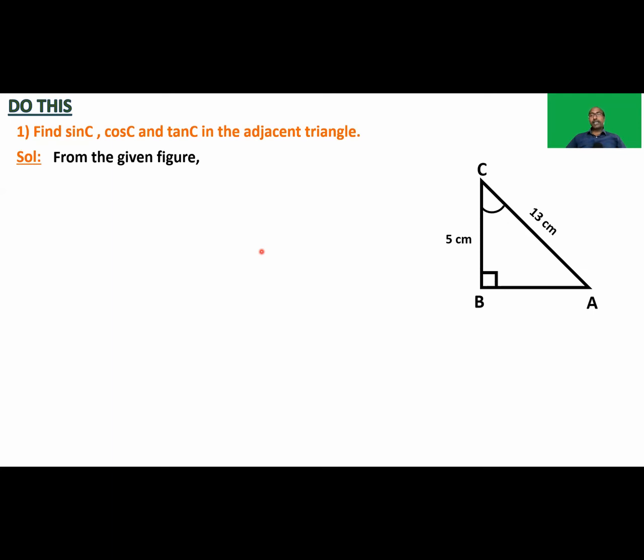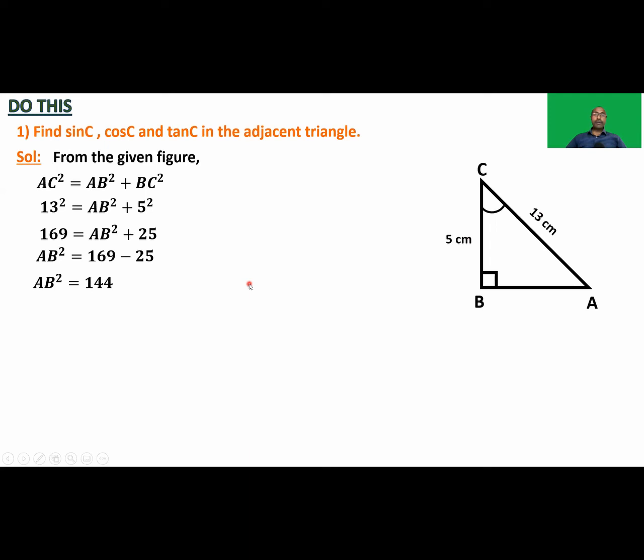square of the hypotenuse is equal to sum of the squares of remaining two sides. That is AC square is equal to AB square plus BC square. So substituting the values from this picture, we get 13 square is equal to AB square plus 5 square. Here we don't know the value of AB. And by simplifying this equation, we get AB square is equal to 144 and AB is equal to root 144, which is equal to 12 centimeters. Now we have all the three sides of this triangle.